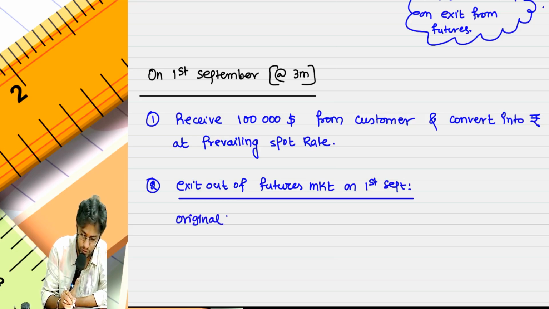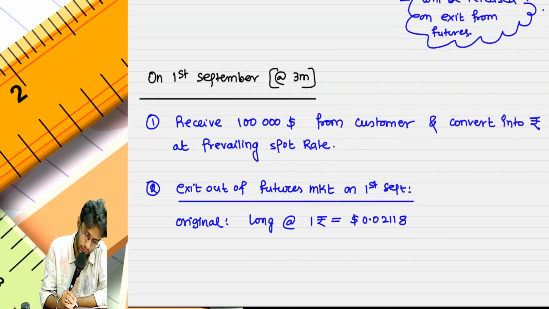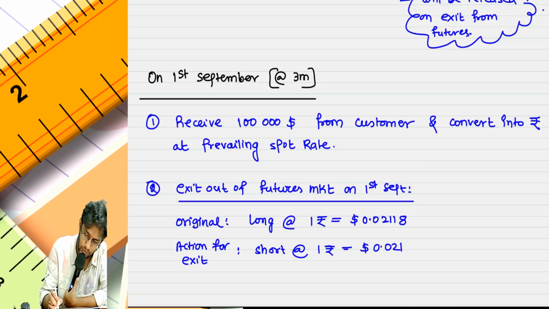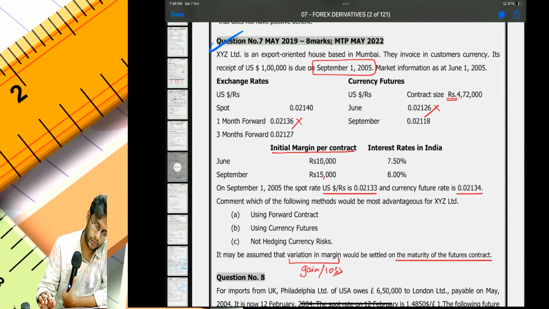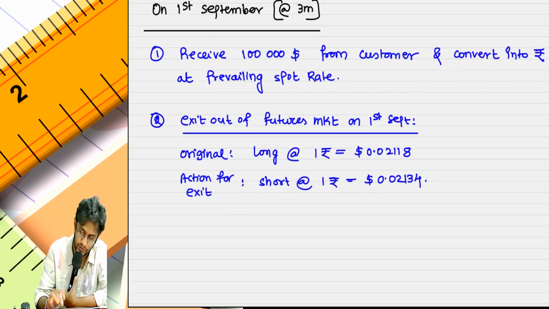Tell me, sir, what is your original position? Long or short? Long at the rate of 1 rupee is equal to $0.02118, I guess. Action for exit: go short at 1 rupee is equal to, what is the price now? 0.02134, huh? Futures price.